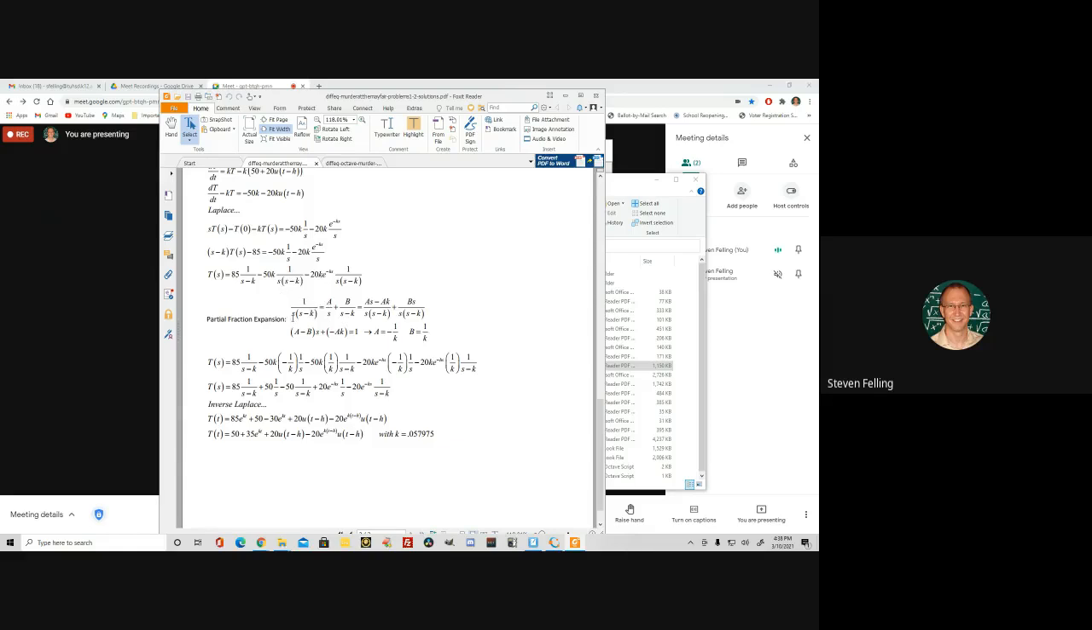1 over s times s minus k is some constant a over s plus a different constant b over s minus k. And so getting a common denominator and multiplying the a by s minus k and the b by s, you end up getting that in the numerator, it's a minus b times s plus negative a k has to equal 1, and so therefore a minus b has to equal 0, and negative a k has to equal 1, and when you solve that system, you get that a is negative 1 over k, and b is positive 1 over k.